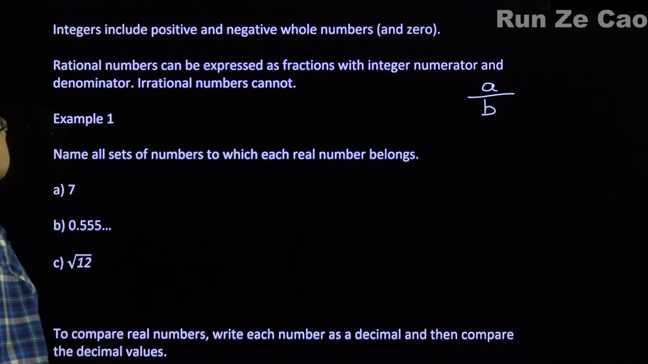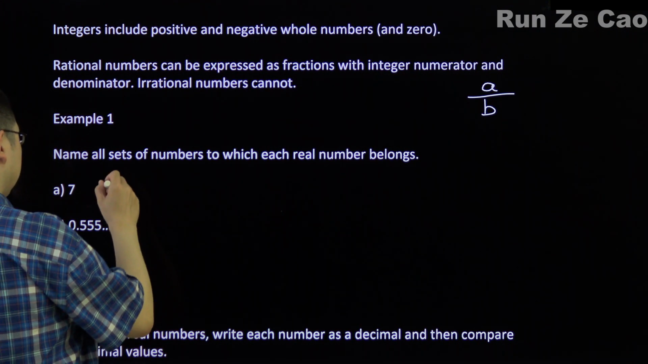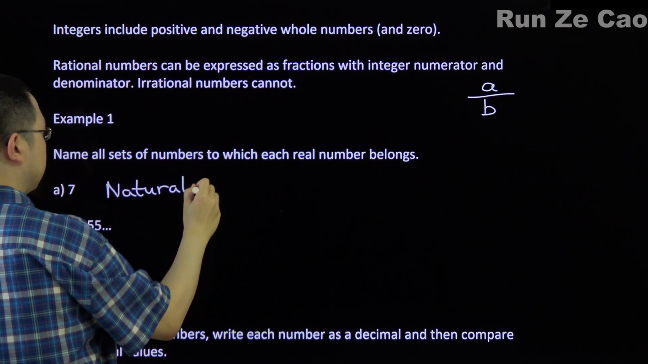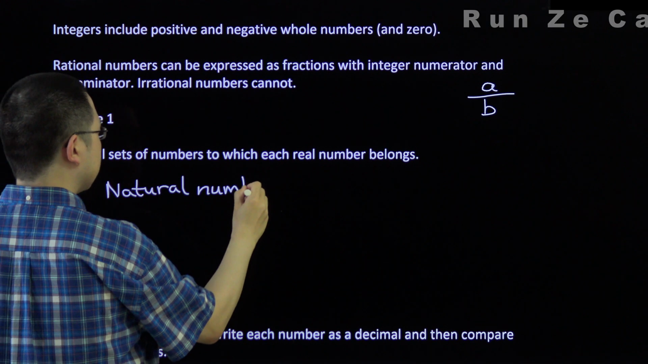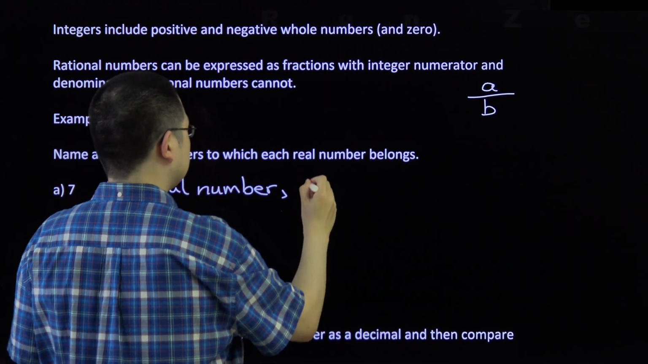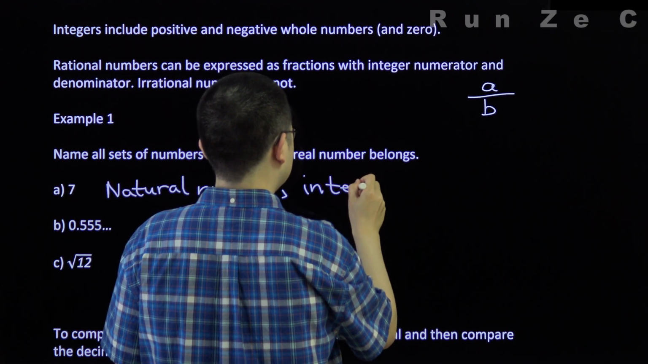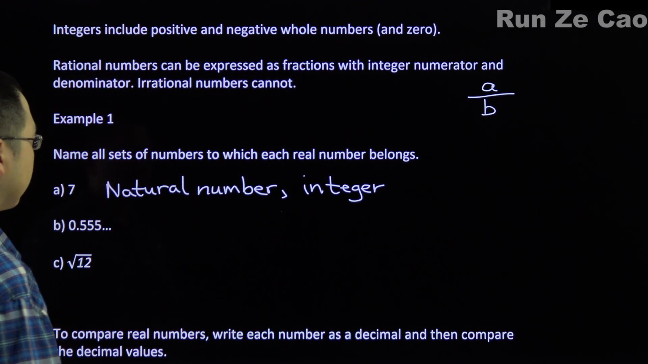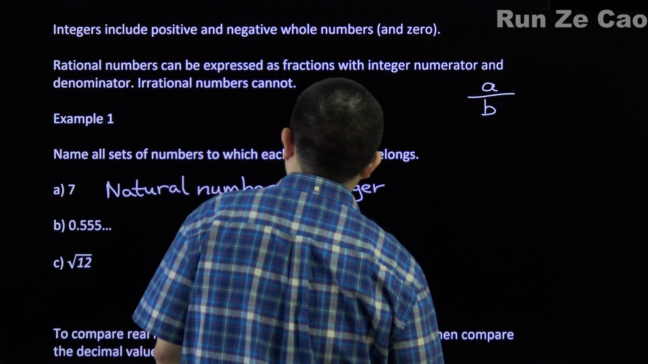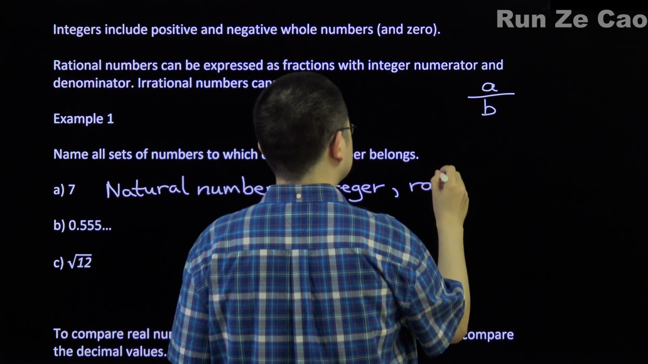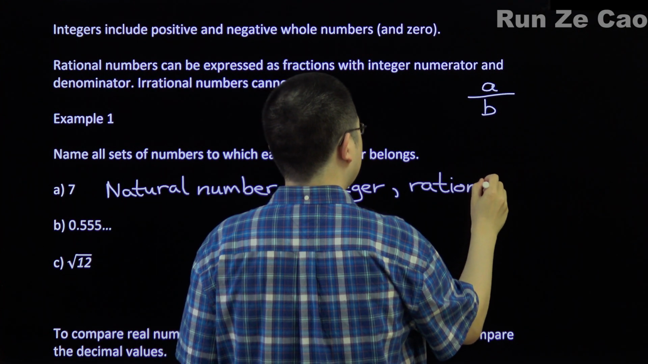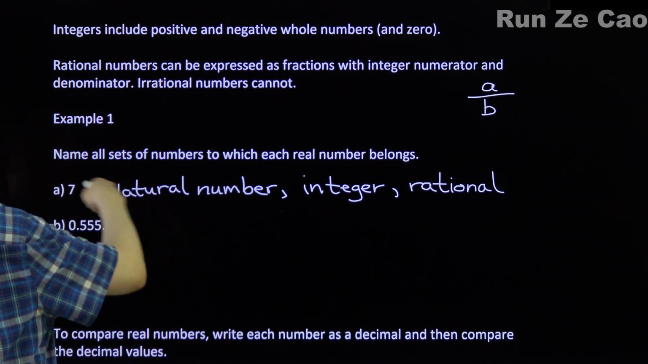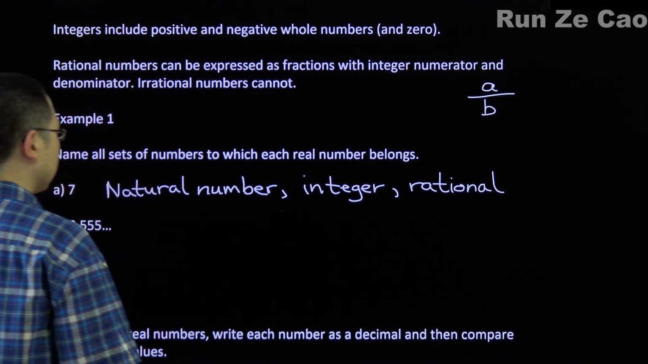So, 7. Well, it's a natural number, which, by the way, also means it has to be an integer. You can also say that it's a positive integer if you use that separately from natural numbers. And it's rational because it's a finite decimal, and it can be represented as a ratio of 7 over 1 or 14 over 2 or so on.